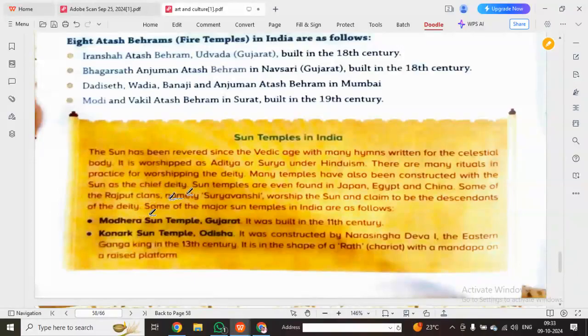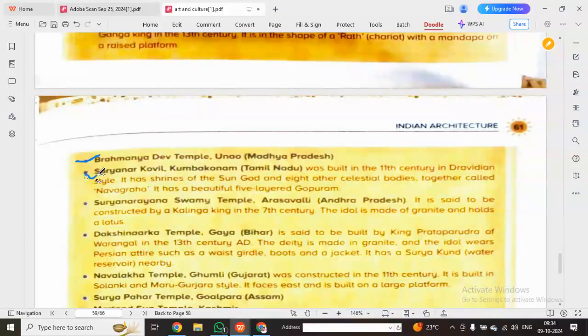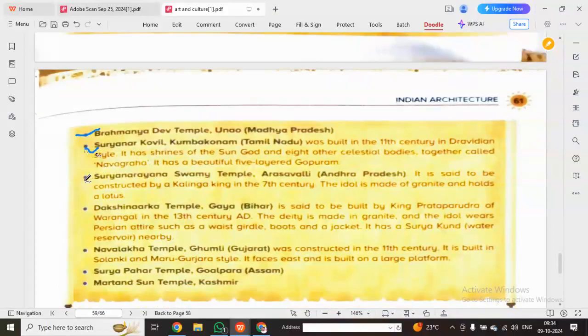Sun temples in India. The Sun Temple has been revered since the Vedic age and many hymns were written for the celestial body. It is worshipped as Aditya or Surya under Hinduism, so there are many rituals in the practice of worshipping the deity. Many temples have also been constructed with the sun as the chief deity. अब बेसिकली सन को वर्शिप किया जाता है और कई मंदिर ऐसे हैं जिनमें चीफ डेटी जो मेन भगवान है वो सन का ही मंदिर है बेसिकली. Sun temples are even found in Japan, Egypt and China. Some of the Rajput clans, namely Suryavanshi, worship the sun and claim to be the descendants of the deity.